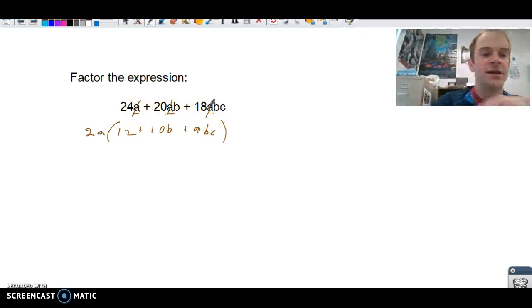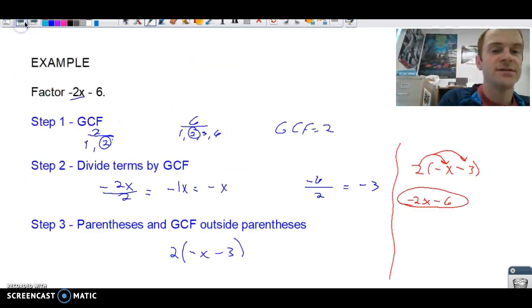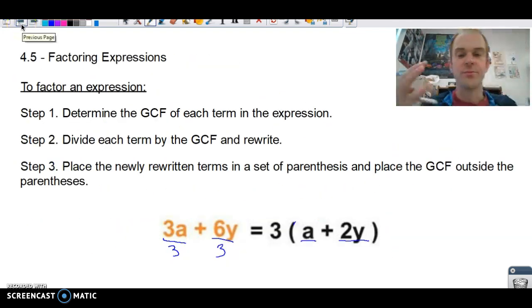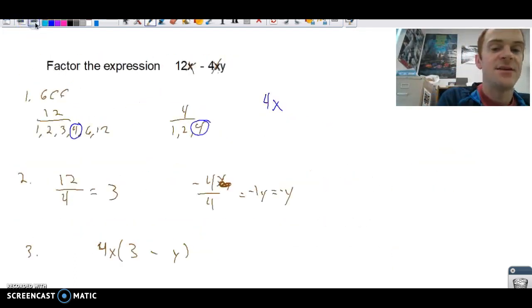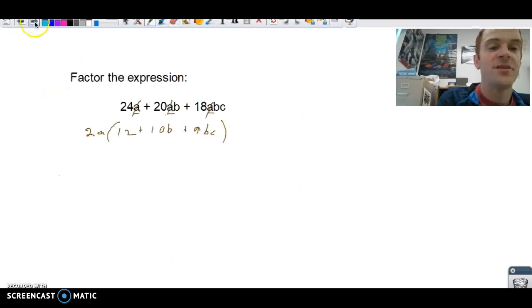Okay, so again, if we jump back here a ways, we had 3 steps. We find my greatest common factor. I divide each term by that greatest common factor. And then I write those new terms in parentheses and put the greatest common factor outside. And the last thing that we said was, if they all have the same letter in them, then I can also factor that out. So we said for this one here, I'm going to take out an A in addition to taking out a 2. All right, hope that helps.